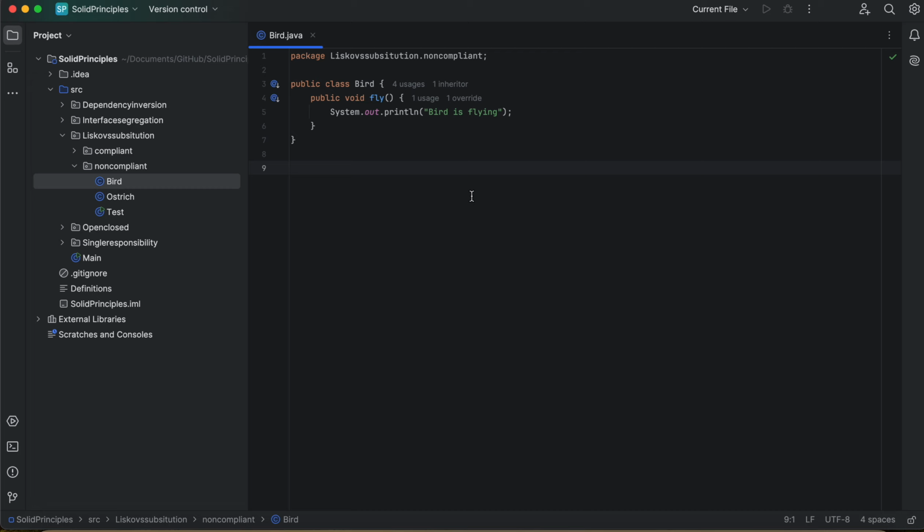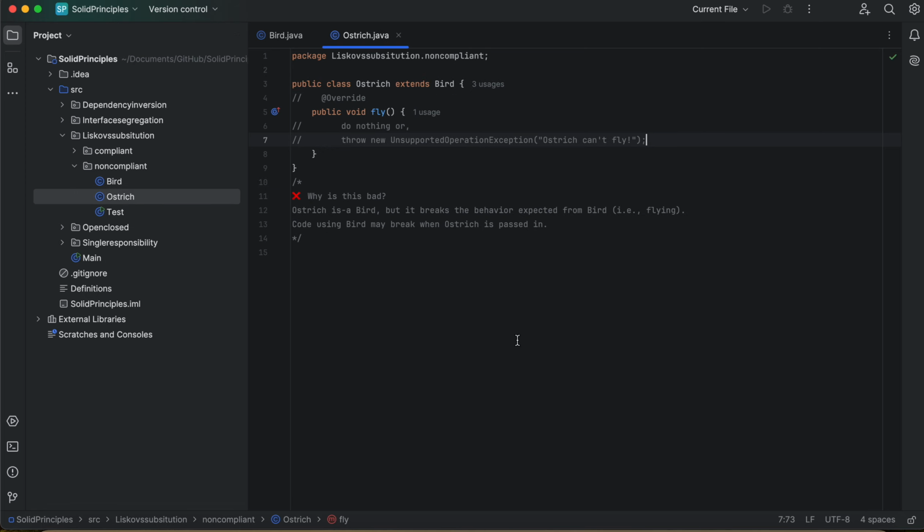Now I have a requirement that an Ostrich should have the capabilities of the bird. So, just by looking at it, I'm trying to extend Ostrich with a Bird. Now Ostrich is an extension of Bird, which means that, by definition, in the non-compliant solution, we have defined the bird in such a way that all birds fly. But when we come to an Ostrich, we realize that an ostrich does not fly, right?